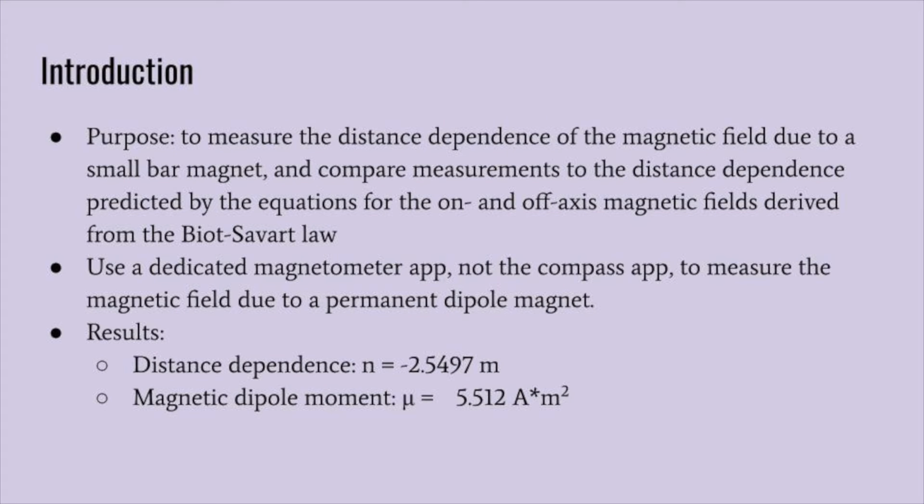The purpose of this lab was to measure the distance dependence of the magnetic field due to a small bar magnet and compare measurements to the distance dependence predicted by the equations for the on and off axis magnetic fields derived from the Biot-Savart law. In this lab, we used a magnetometer app to measure the magnetic field due to a permanent dipole magnet.